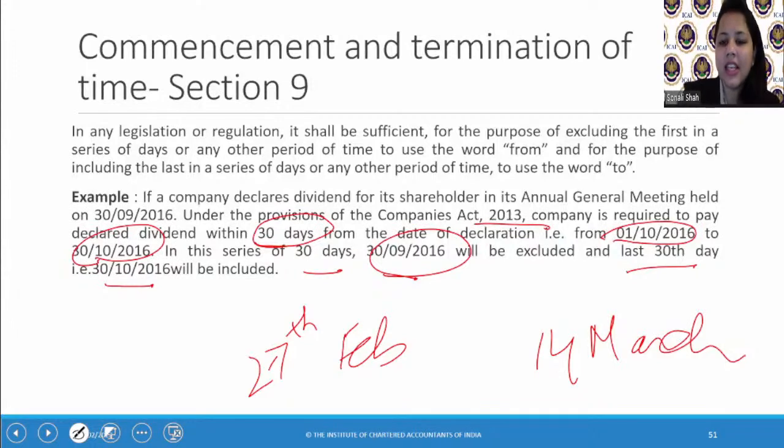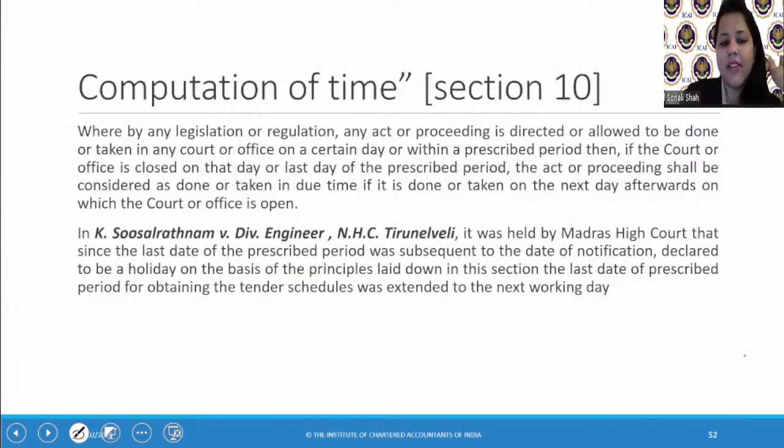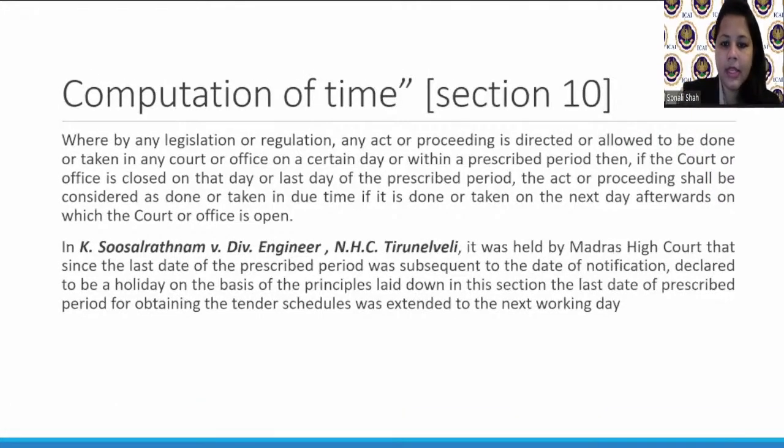So the first in the series has to be left out and the last in the series of days has to be included whenever you are talking about the commencement and termination of time. This is what is given in Section 9. Is that clear?